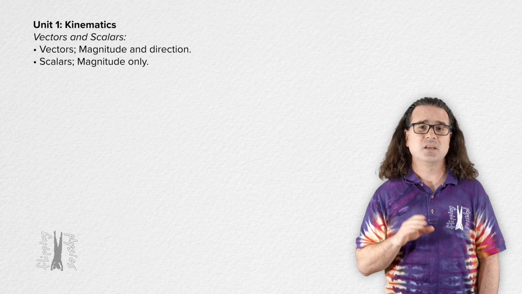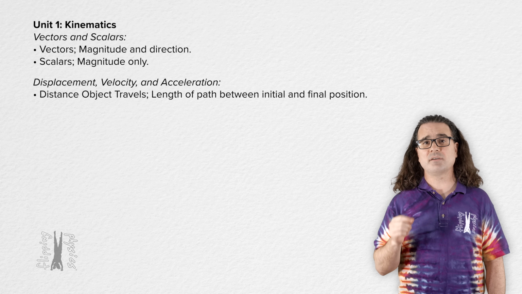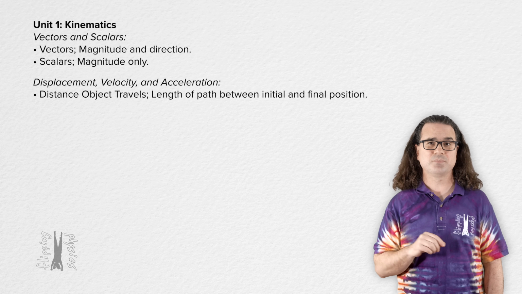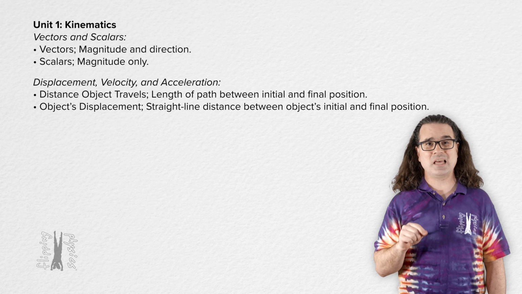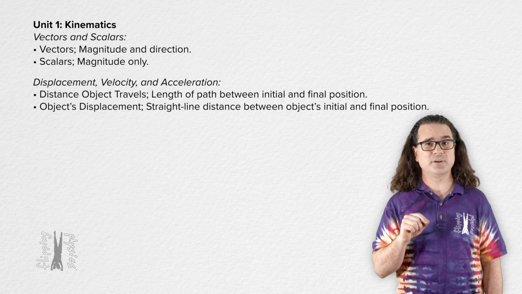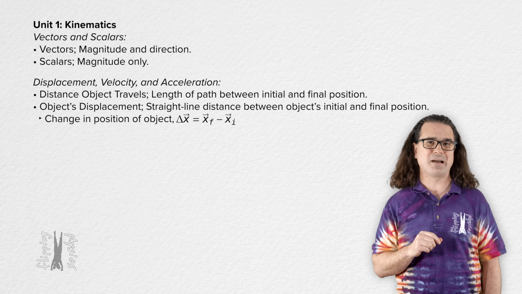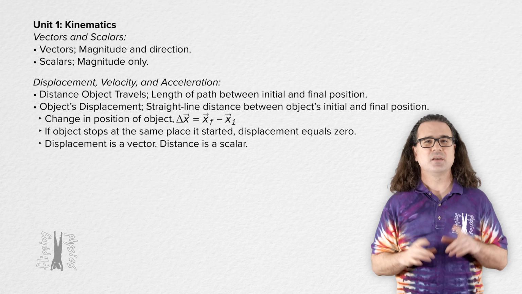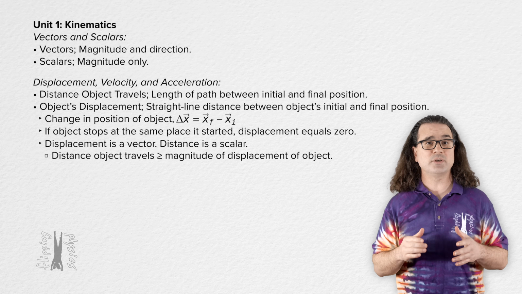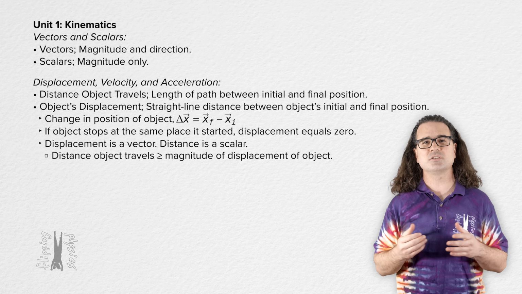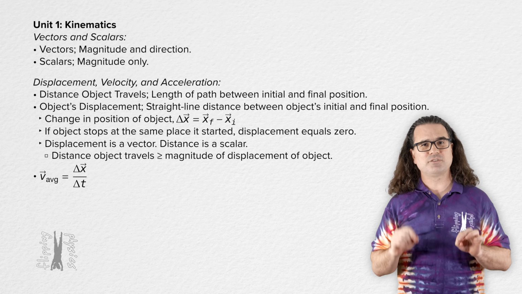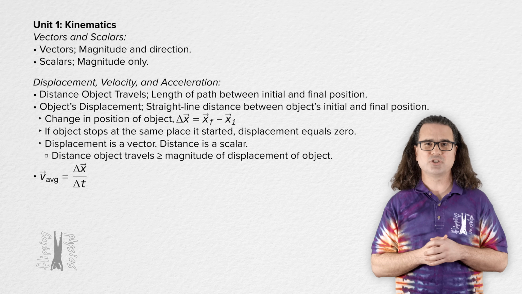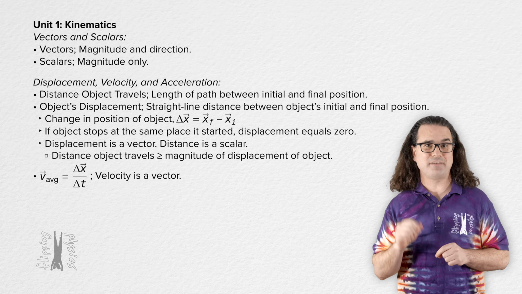Unit 1, Kinematics. Vectors have magnitude and direction. Scalars have magnitude only. The distance an object travels is the length of the path between initial and final position. The displacement of an object is the straight line distance between the object's initial and final points, or change in position equals final position minus initial position. Displacement is a vector and distance is a scalar. That means the distance an object travels will always be greater than or equal to the magnitude of the displacement of the object. Average velocity equals displacement over change in time, and velocity is a vector.